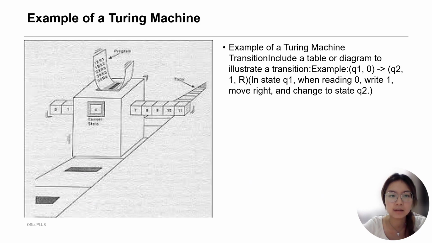And here is an example of a Turing machine. Transition: include a table or diagram to illustrate a transition. Example: Q1, 0. When reading 0, write 1, move right and change to state Q2.